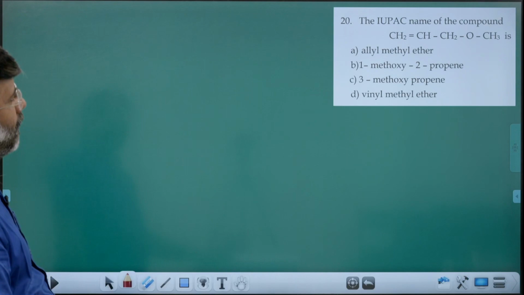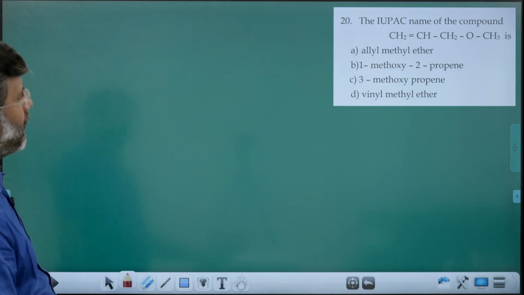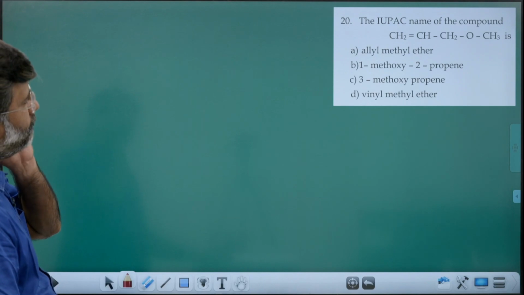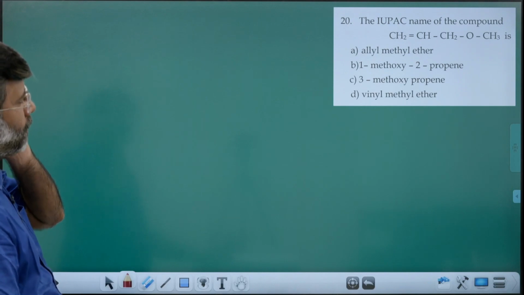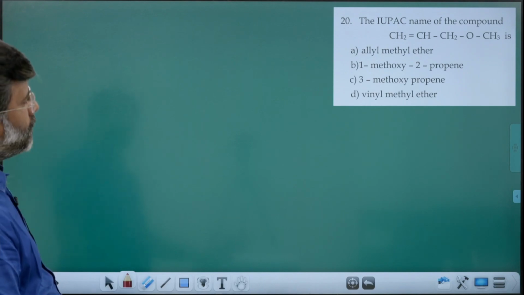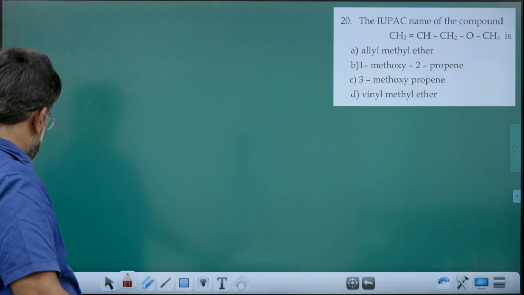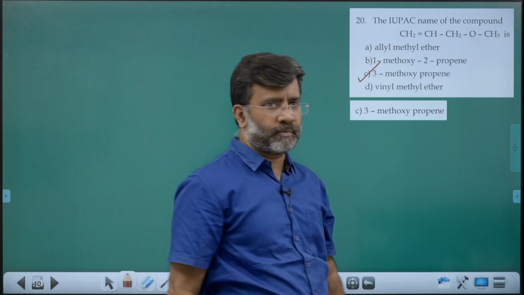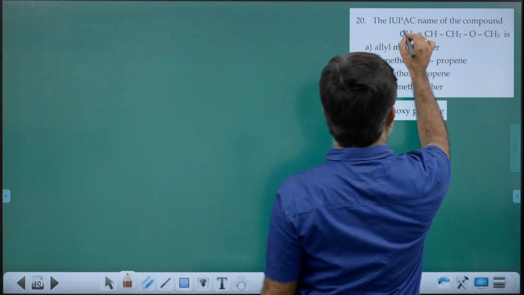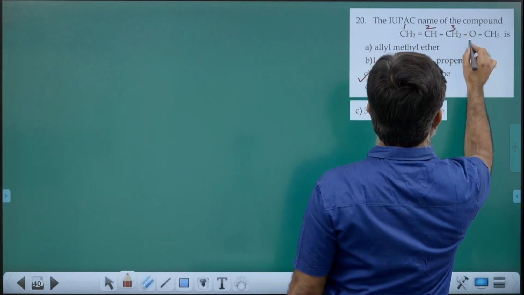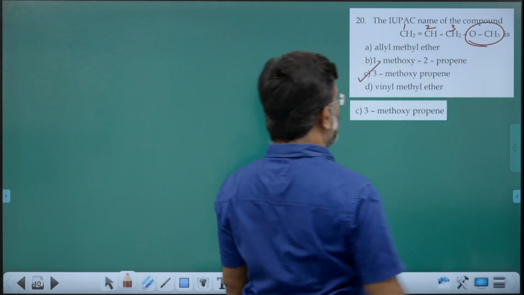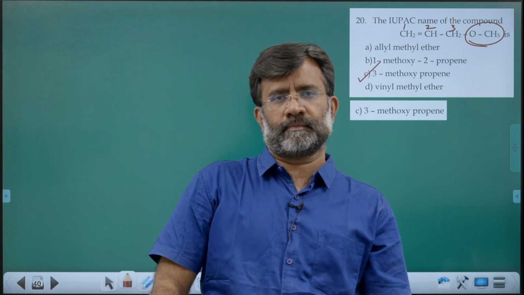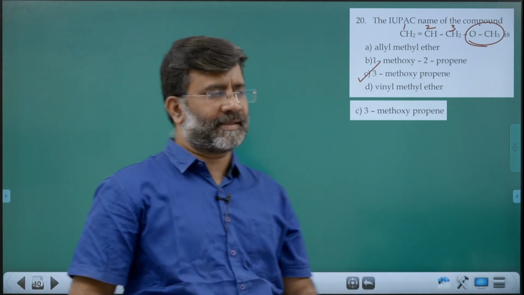IUPAC name of the compound is methoxypropene. It is 3-methoxypropene. Option C. So it has to be numbered 1, 2, 3. 3-methoxyprop-1-ene. Next.